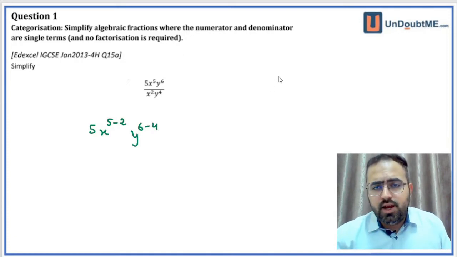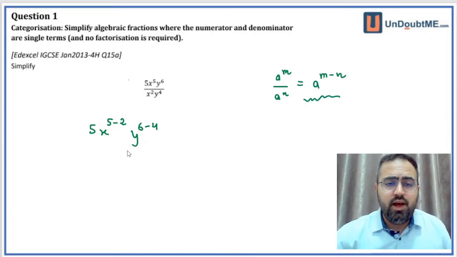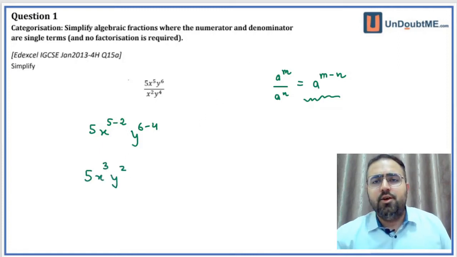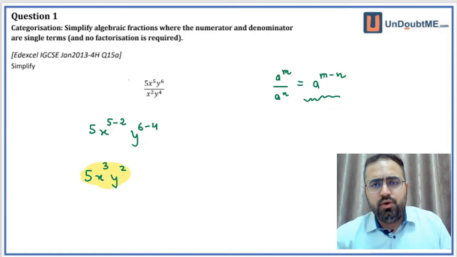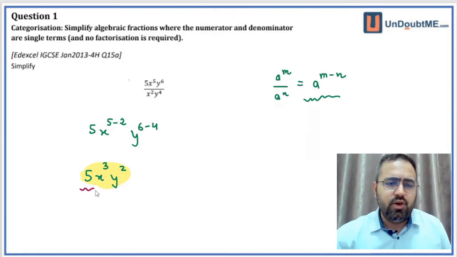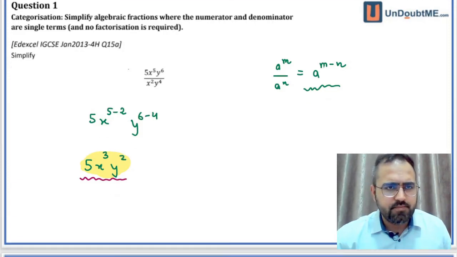Now how have I done that? So there is an identity, a to the power m over a to the power n is a to the power m minus n. We call it the law of indices, and from here we get this result. So that will finally give me 5x cubed y squared, and since it cannot be simplified further, that will become my final answer. So here we have just applied one of the laws of indices and we got this answer. I hope this question is clear.